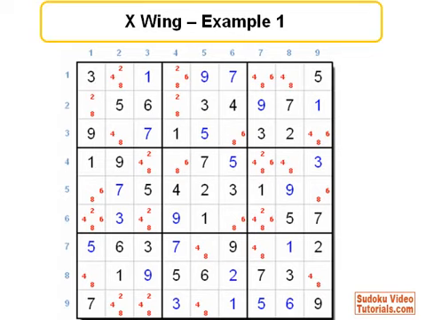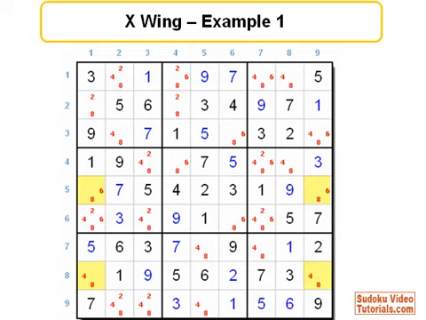In an X-Wing, we're looking for a formation where the same candidate appears at four corners of a rectangle like you see here. In this example, each of the highlighted cells contains an 8 as a candidate and forms the corners of a rectangle.